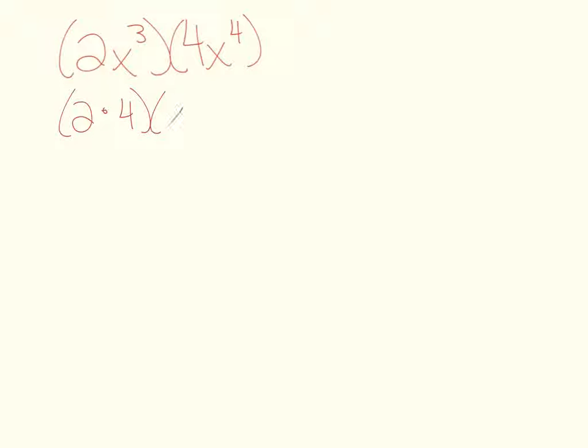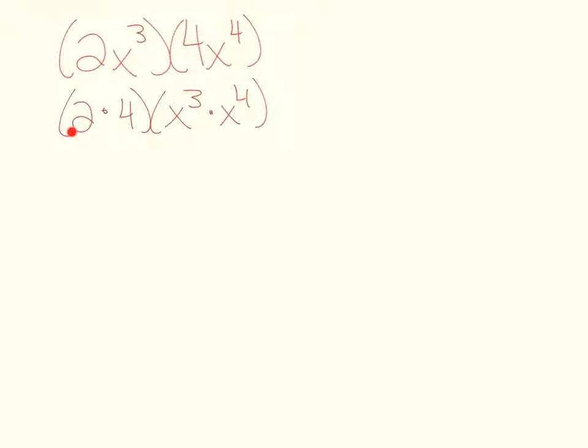Now, what can we do with that? Let's look at a problem like this. If I have 2x cubed times 4x to the 4th, okay? Notice this is all multiplication. This is 2 times x to the 3rd times 4 times x to the 4th. Multiplication is commutative. It can be done in any order. So I can regroup this. I'm going to put my two numbers together, 2 times 4. I'm going to put my two variables together, x cubed times x to the 4th.